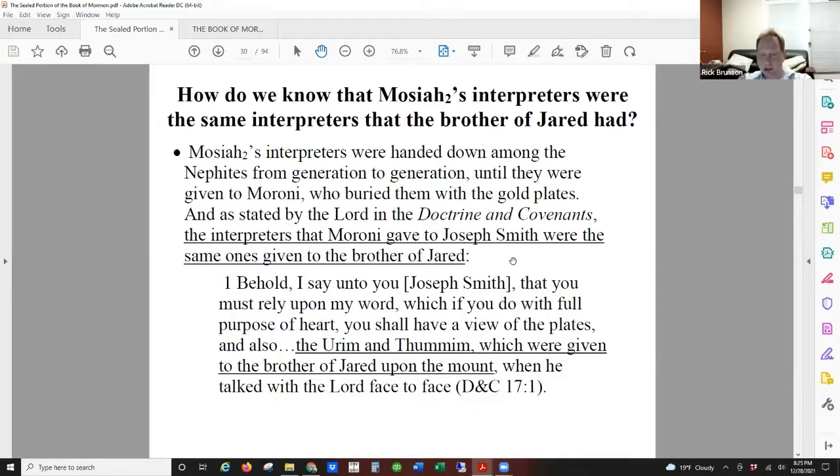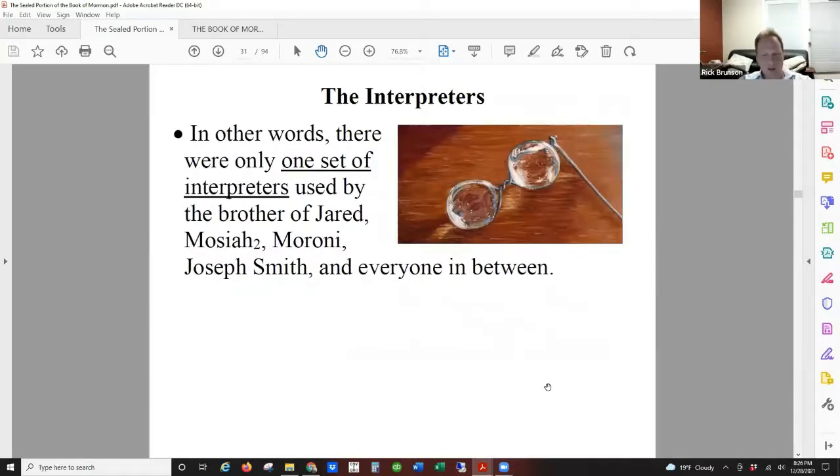Now, listen to what the Lord said in the Doctrine and Covenants. It said the interpreters that Moroni gave to Joseph Smith were the same ones given to the brother of Jared. He said, "Behold, I say unto you, Joseph Smith, that you must rely upon my word, which if you do with full purpose of heart, you shall have a view of the plates, and also the Urim and Thummim, which were given to the brother of Jared on the mount when he talked with the Lord face to face." So the interpreters that Moroni buried were the same ones that were given to the brother of Jared. So there was only one set of interpreters used by the brother of Jared, Mosiah, Moroni, Joseph Smith, and everyone in between. Does everyone understand that? Is everyone clear on that?